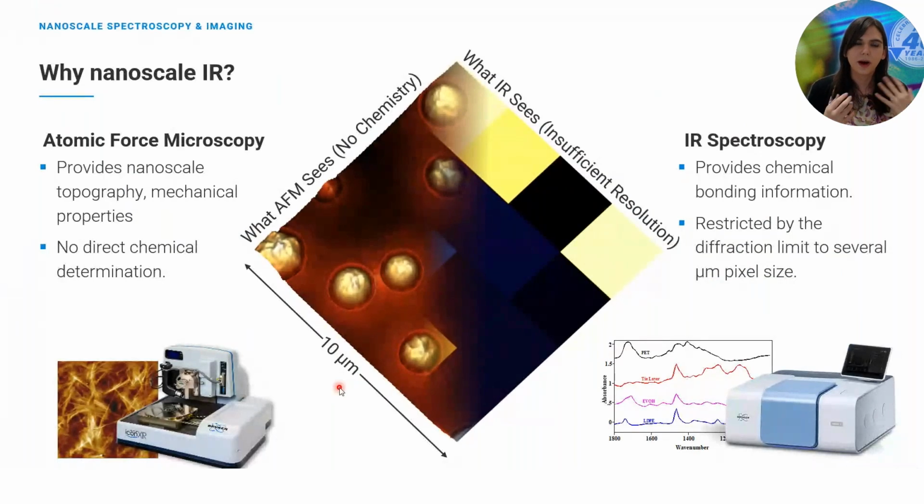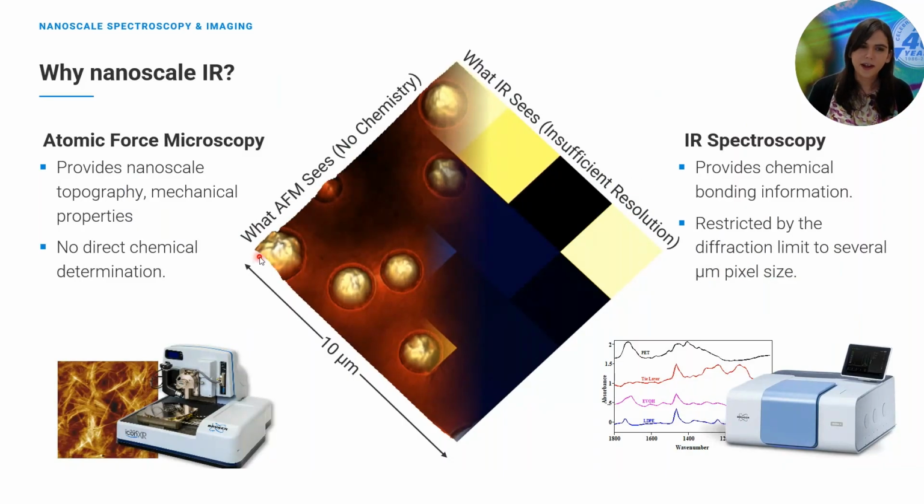Why we are interested in nanoscale infrared spectroscopy generally. Fundamentally, what we want to do is correct for a gap that exists between what you can do with atomic force microscopy and infrared spectroscopy, seen here in this image of polystyrene and low-density polyethylene.